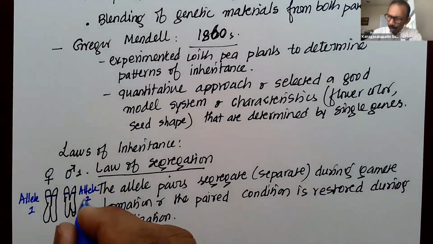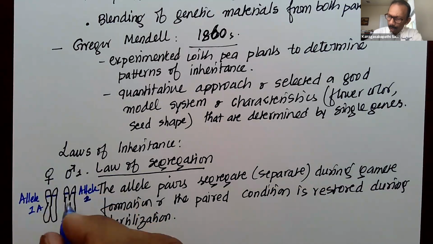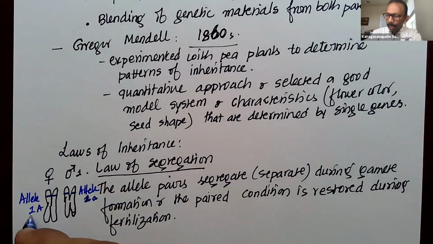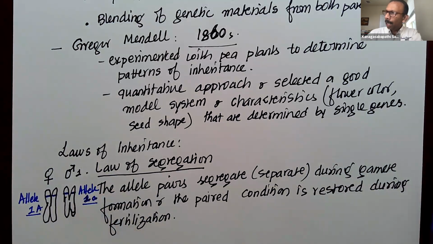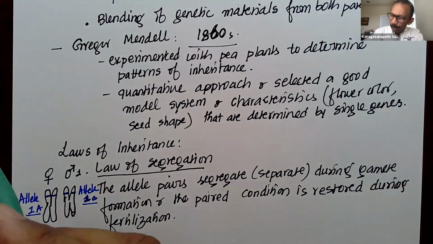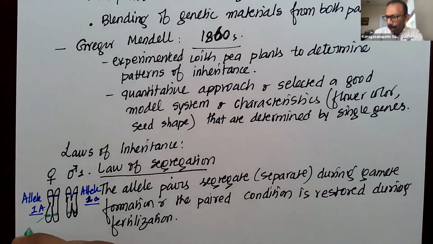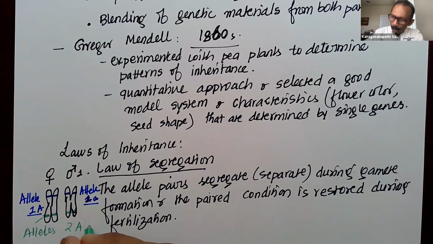Okay, I would call this 1A, and this can be the big A or the little a. You would see this type of alleles, and there could be other alleles that are present in these chromosomes. And this is allele 2. It could be A, or there could be the same letter, and we will see how these are going to vary.